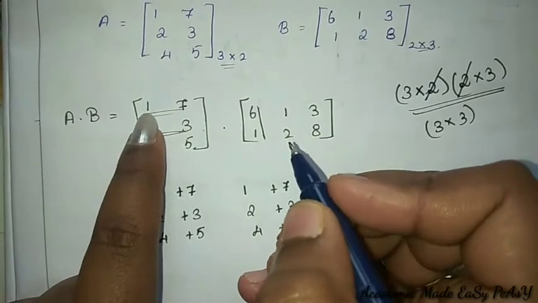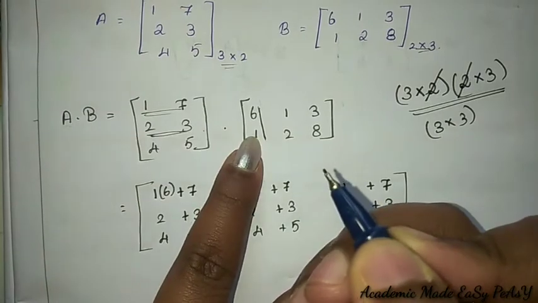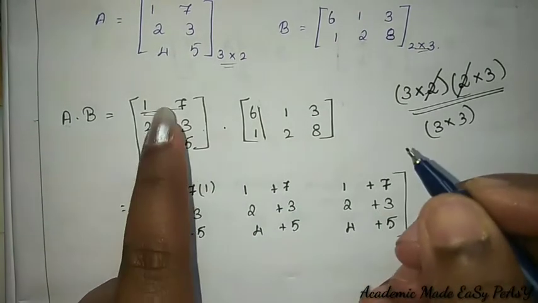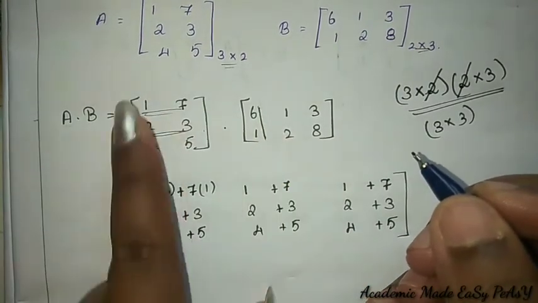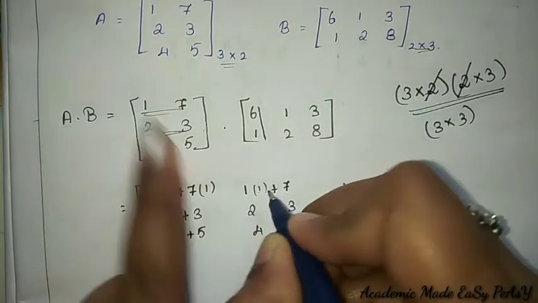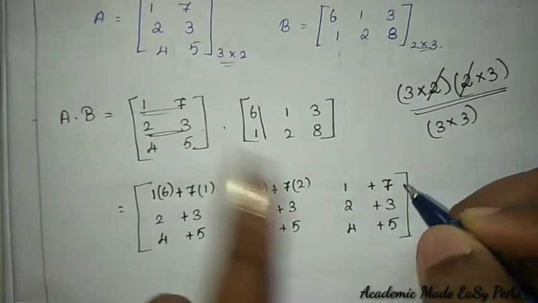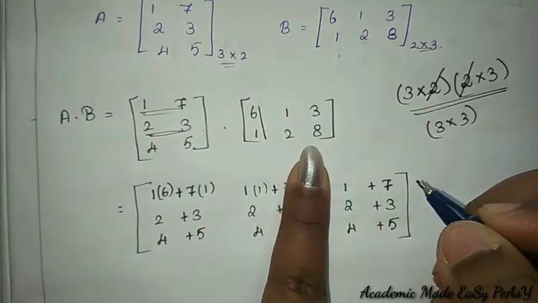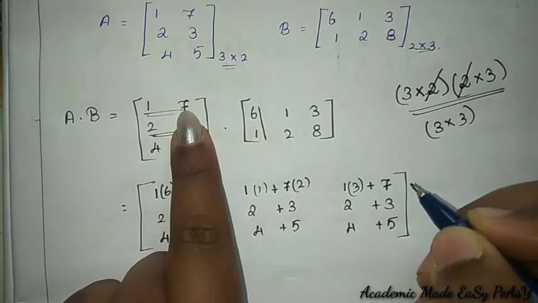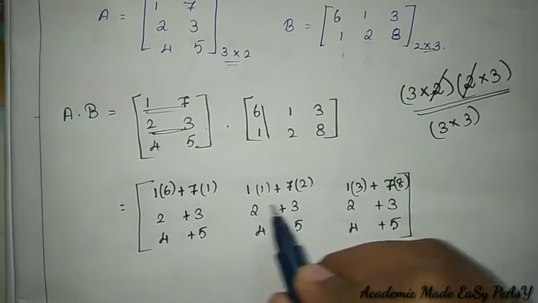So here first element into first element, so it will be 6. Next second element into second element, that is 7, 1. Fine. Next I will move on to the second column. First element with first element, 1. Second element with second element. Next, this is over now. So next I will move on to the third column. First element with first element, that is 3. Next second element with second element, that is 8. So now for the first row we have found everything.